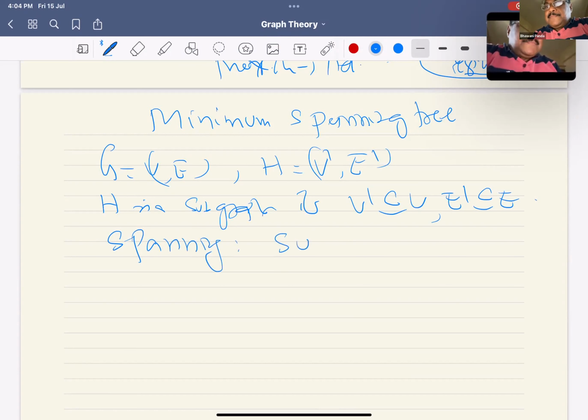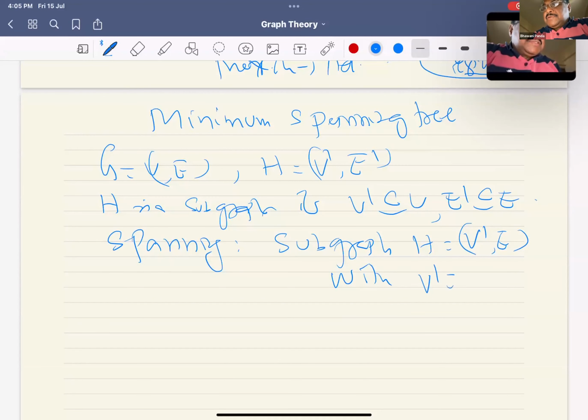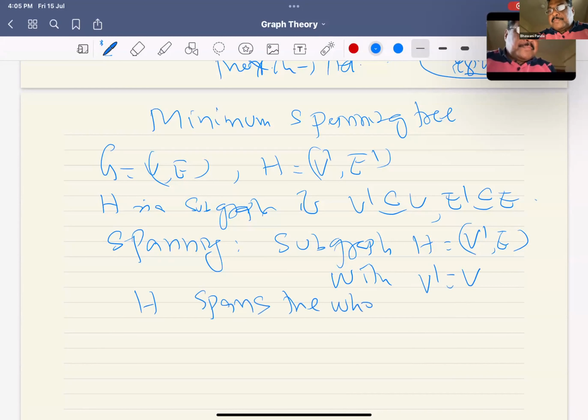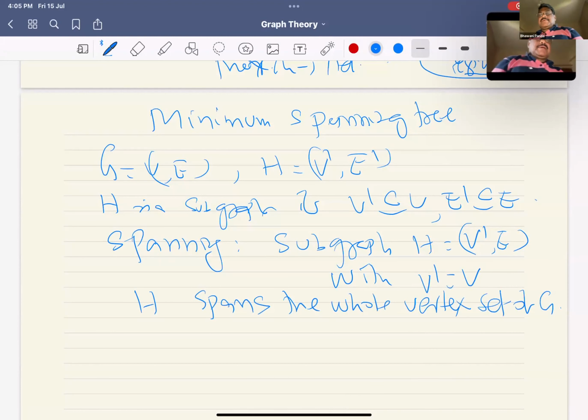Spanning subgraph: H is equal to (V', E') with V' equal to V. That means H spans the whole vertex set of G. So it's called a spanning subgraph. It's a subgraph and it spans the whole vertex set.